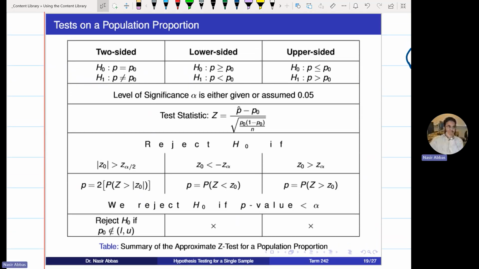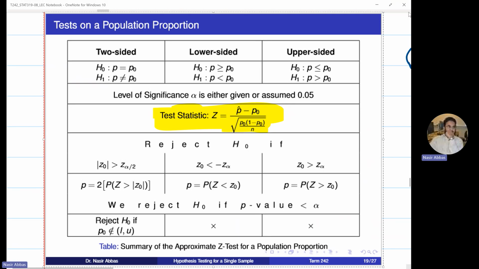Last topic of this chapter, hypothesis testing about proportion, P. What is different? Look, nothing is different. Only the test statistic, which will be given to you in the formula sheet. Only this is the thing which will be given to you in the formula sheet. Let me show you the formula sheet for once.